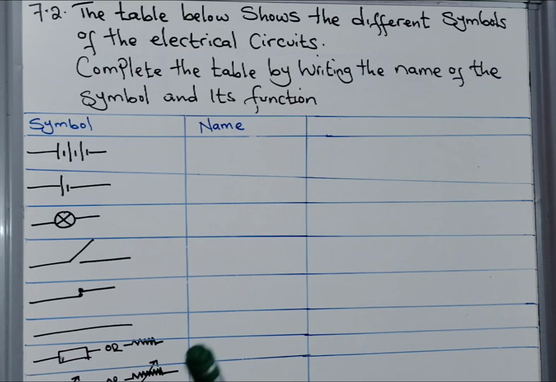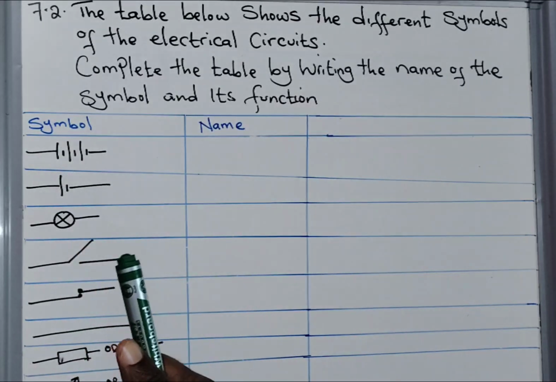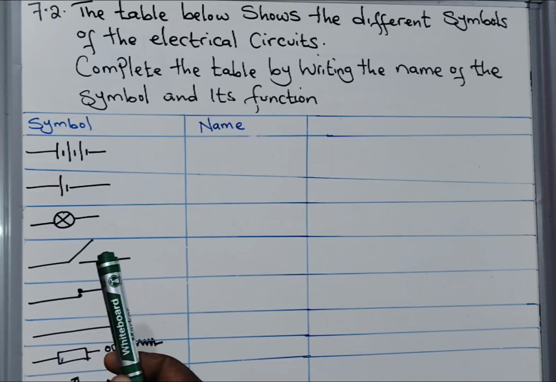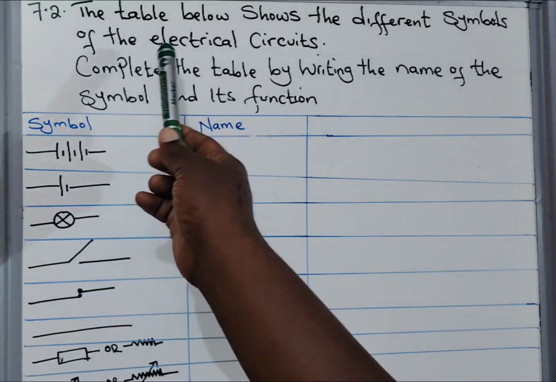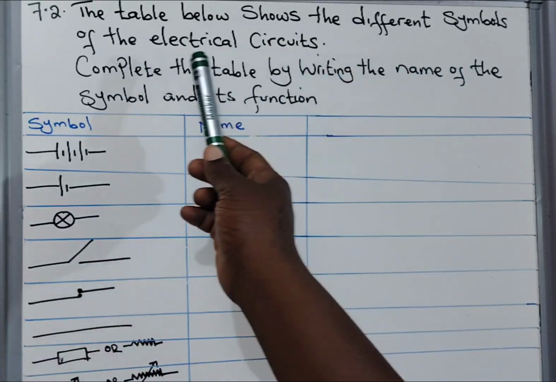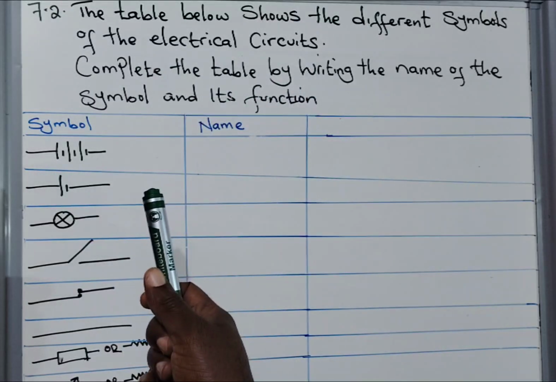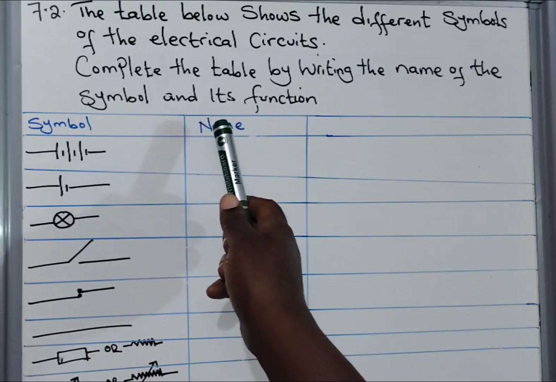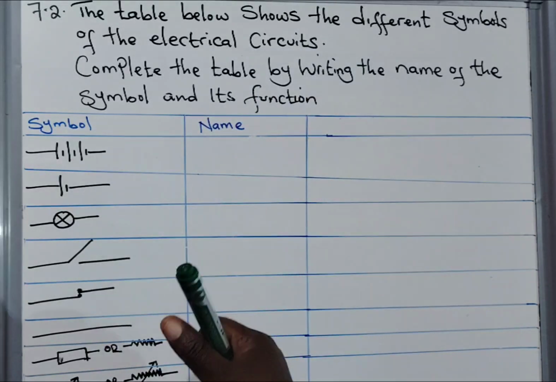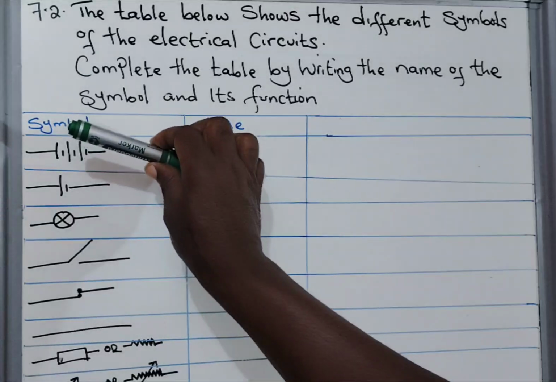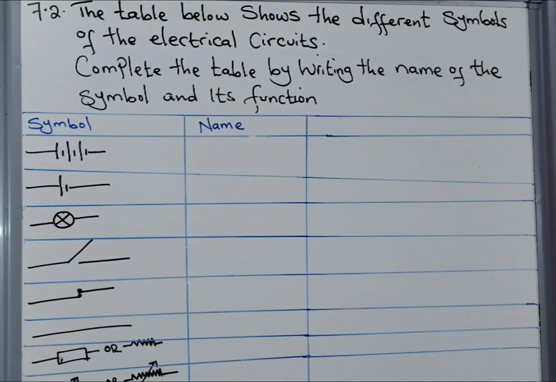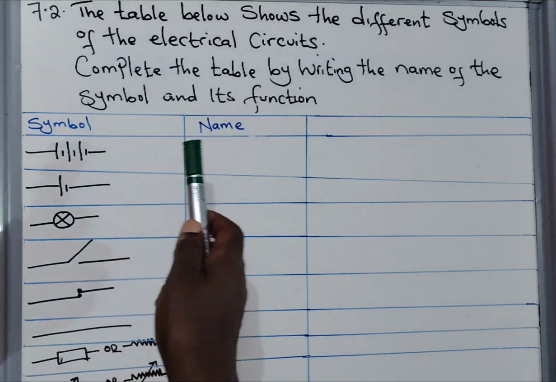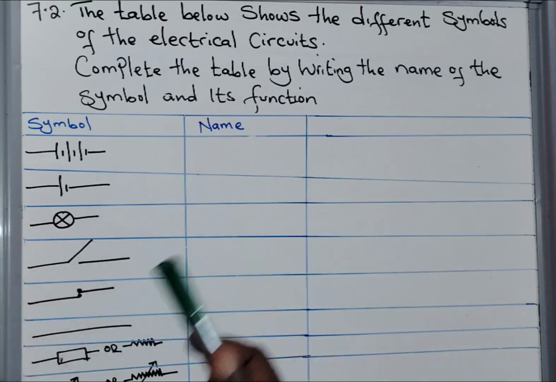Today we are looking at this question. It's grade 8, Natural Sciences. It says, the table below shows different symbols of electrical circuits. Complete the table by writing the name of the symbol and its function. We are having symbols here. These are symbols we use in electrical circuits, and our job is simple: to give the name and the function.